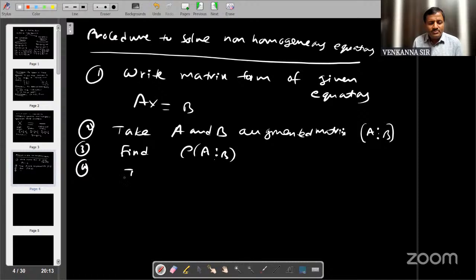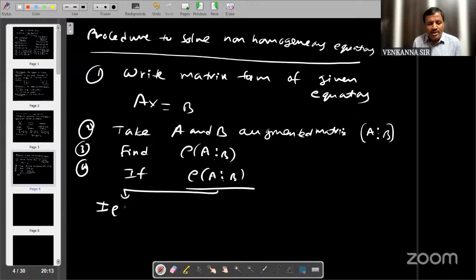Fourth step. If rank of augmented matrix is not equals to rank of A is one case, and it is equals to rank of A is another case. Rank of augmented matrix is not equal to rank of A, then it is called inconsistent. Inconsistent means what? No solution.